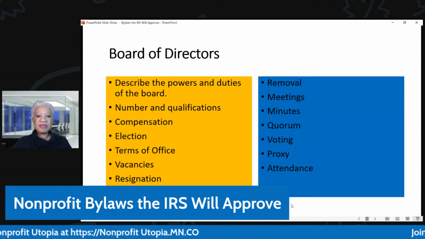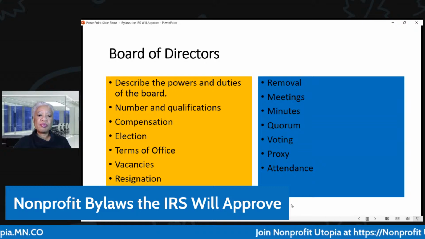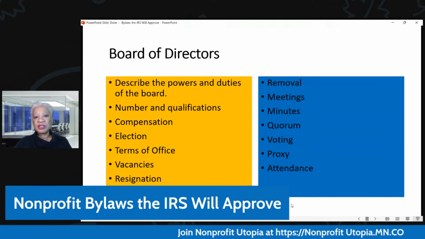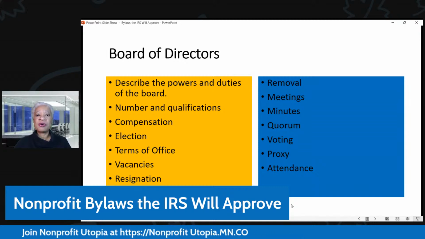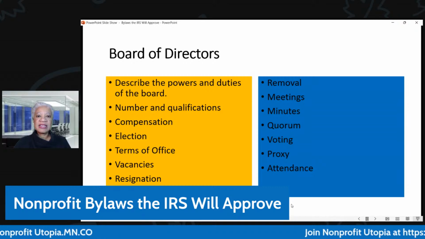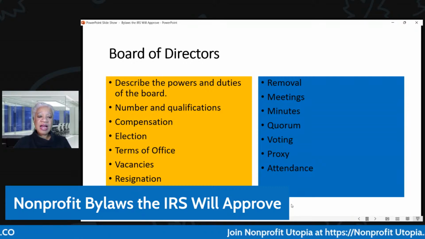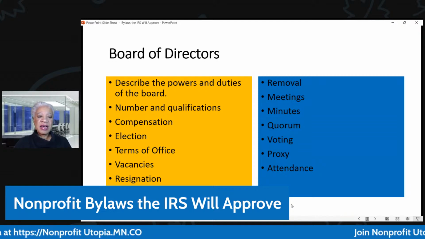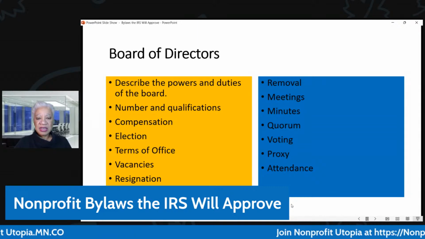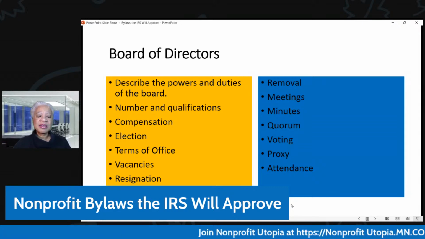The next thing you want to include is a description of your board of directors. So you're going to have an article about your board of directors, and this will include things like the powers and duties of the board, number and qualifications, whether or not they're compensated, and generally board members are not compensated beyond reimbursing them for the expenses that they have incurred in service. And you can spell that out in the bylaws.